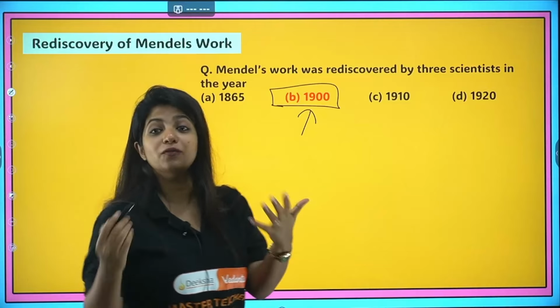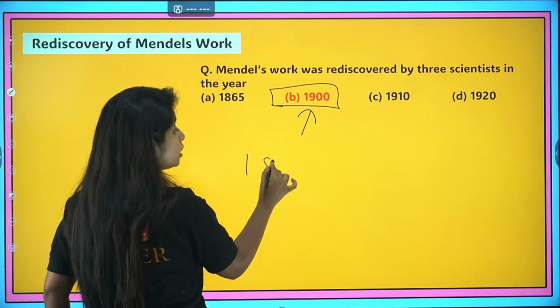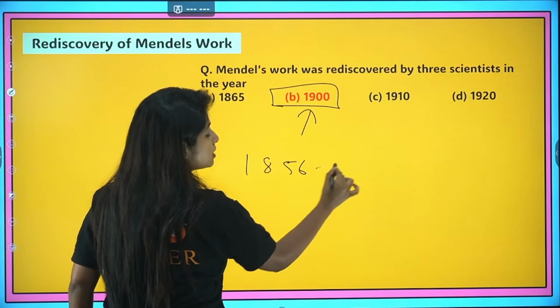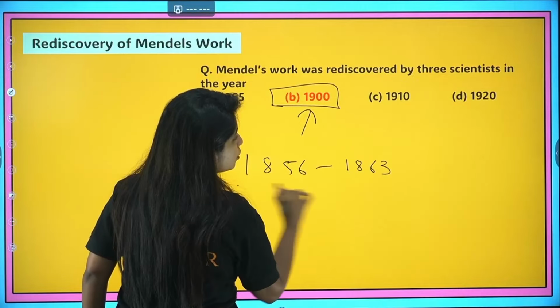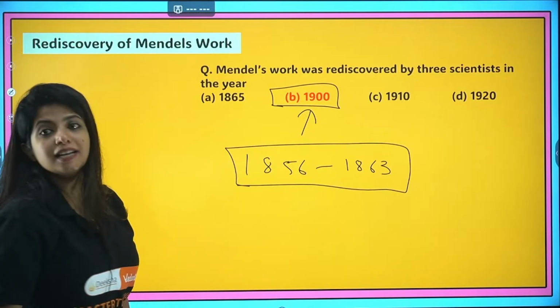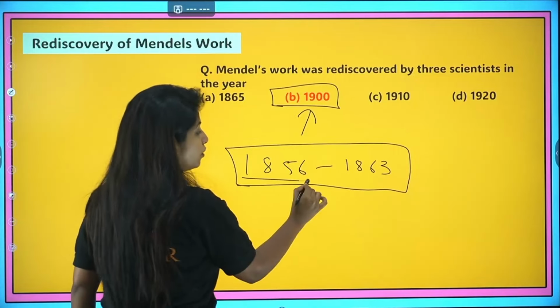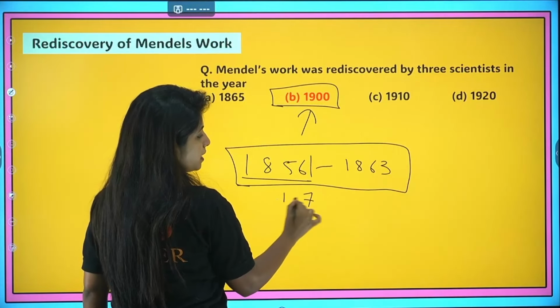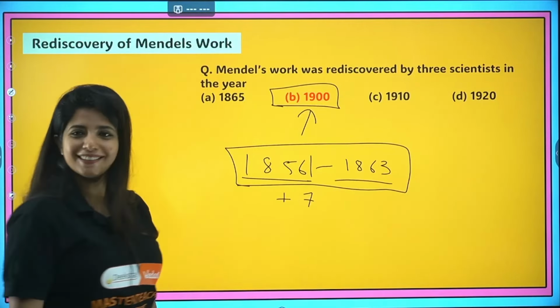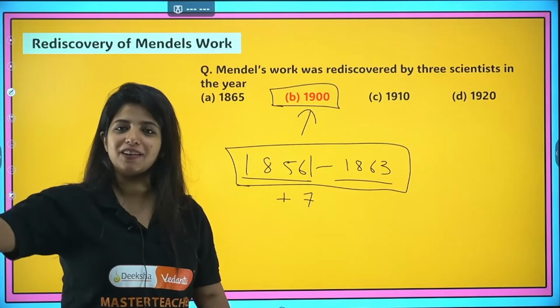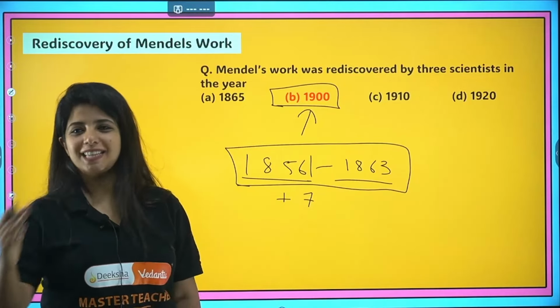Mendel did his work from when to when? That is also a question. He worked for 7 years, from 1856 to 1863. If you remember 7 years, that would be enough. So 1856 plus 7 would give you this particular thing. That's all.